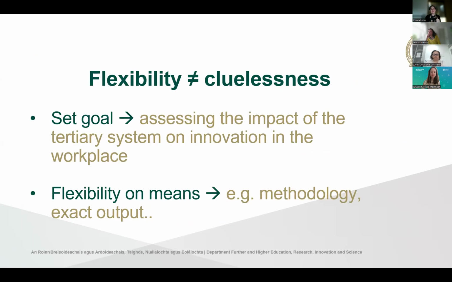In terms of flexibility, I mentioned our topic, assessing the impact of the tertiary system on innovation in the workplace. And that was something that was quite final for us. It was a bit non-negotiable. We weren't ready to change focus since it is very relevant to many units in our department. What we were really flexible about was the how part. Methodology, exact output, timeline, and so on. We were really open to negotiation.